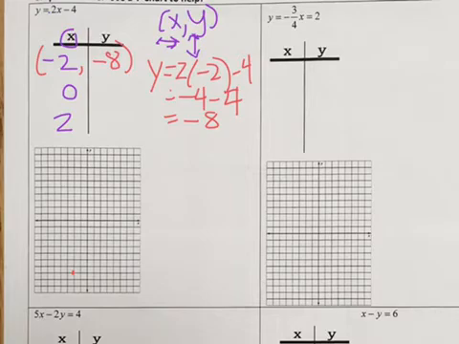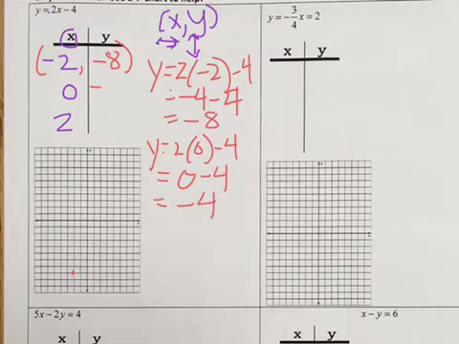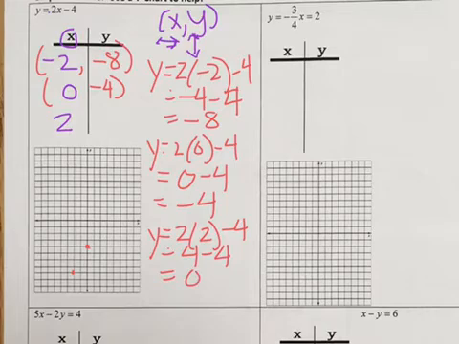Now we plug in 0. So we have y equals 2 times 0 minus 4, and 2 times 0 is 0, so we have 0 minus 4, which is -4. So again, another coordinate that we're going to graph. You go left to right 0, and then down 4, and you plot your point. We go ahead and finish this by plugging in 2 to our equation. So when we do that, 2 times 2 is 4, and 4 minus 4 is 0. So our final coordinate that we have is 2 to the right and 0 up and down.